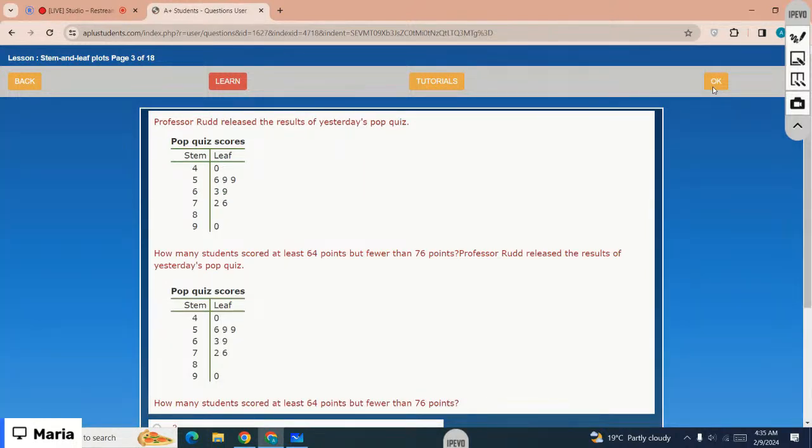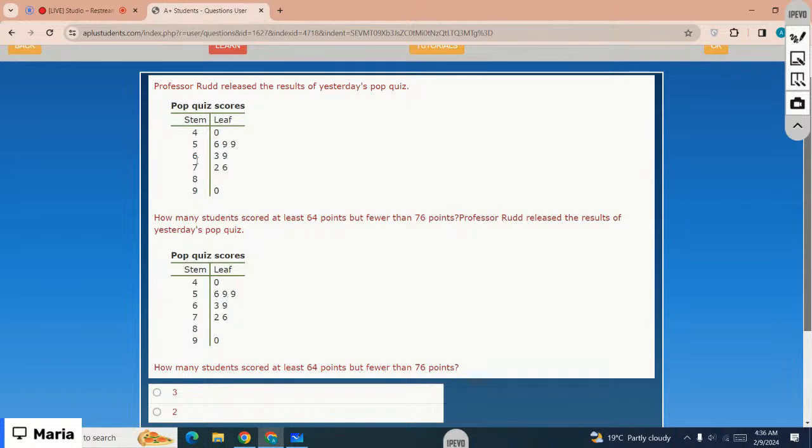Professor Rood released the result of yesterday's quiz. How many students scored at least 64 points but fewer than 76 points? That's the same type of question, okay? Actually, the question is written 2 times. How many students scored at least 64 but fewer than 76? That means the score must be between 64 and 79. So, which is the correct option?